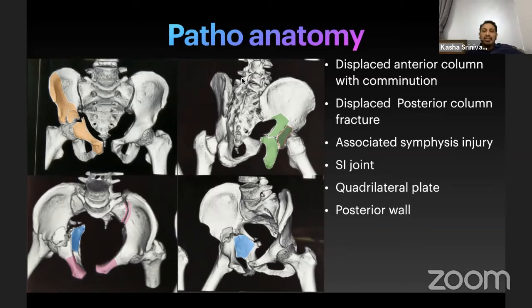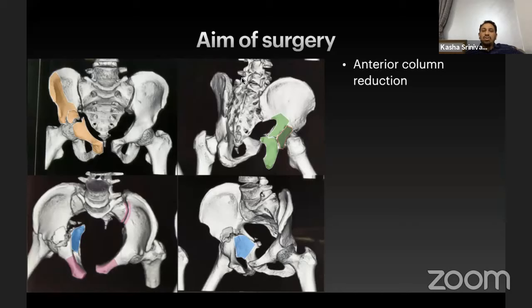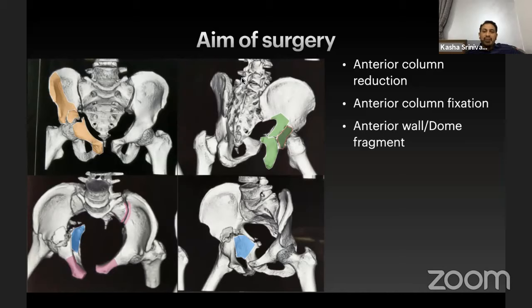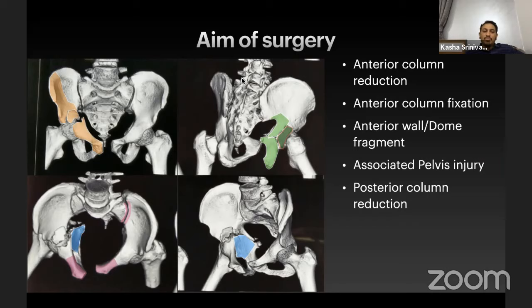So I kept this particular example because these are the factors usually needed to take a decision whether to go anteriorly first or posteriorly first. Associated symphysis injury and SI joint injury usually need an anterior approach first, whereas an associated posterior wall fracture usually takes us to the posterior side first to start with. The aim of surgery is anterior column reduction, anterior column fixation, anterior wall or dome fragment reduction and fixation, associated pelvic injury to be addressed at the same time, and posterior column reduction, posterior column fixation, and of course, posterior wall reduction and fixation.